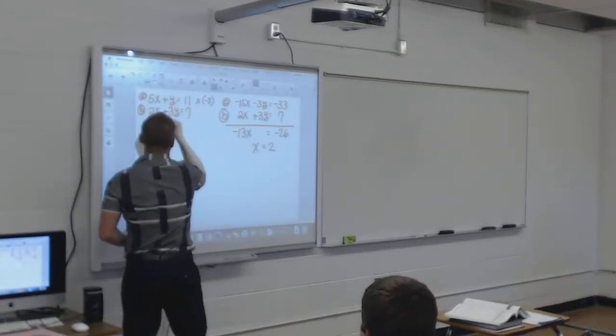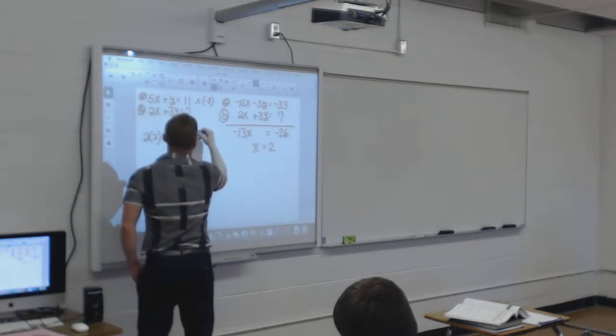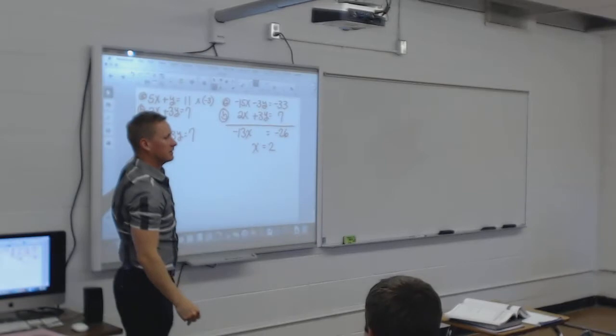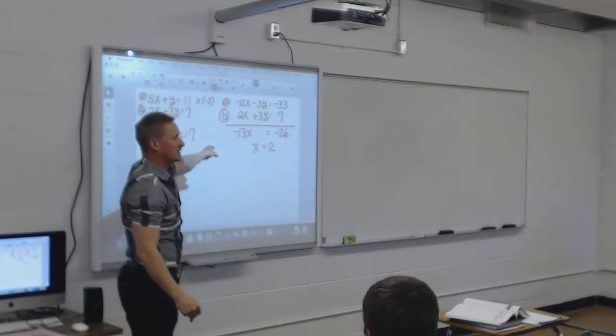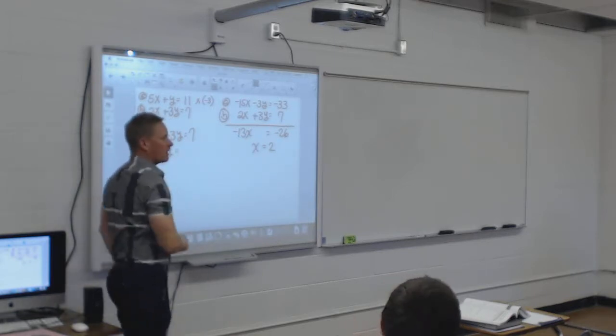So now let's put it in. I'm going to put it in this one. 2 times 2 plus 3y equals 7. 2 times 2 is 4. I'm going to subtract it to that side, so 3y is equal to? 7 subtract 4?